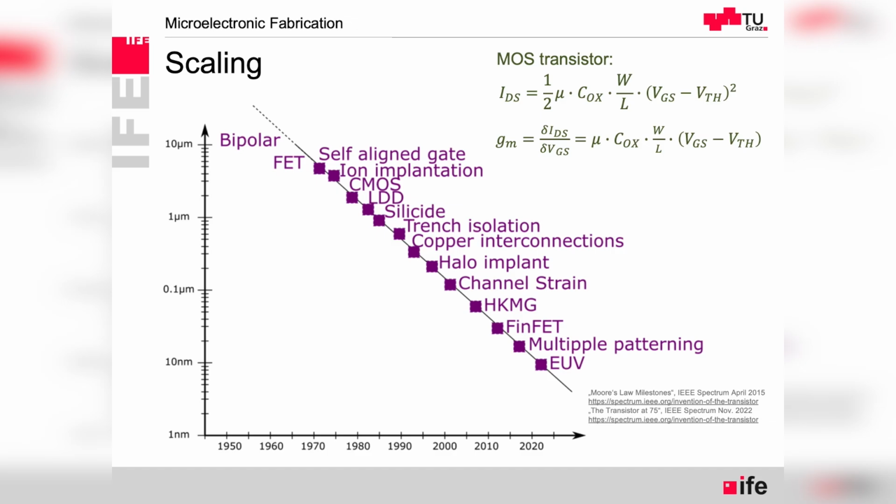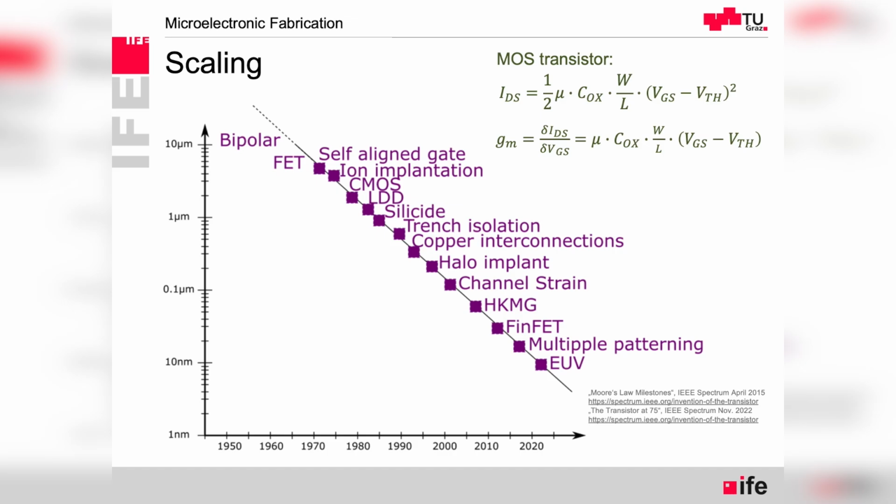So what we have then in the 70s, self-aligned gate, and also what was enabled in the late 70s is the ion implantation. That's something that we cannot imagine life without anymore, in the production of semiconductors. And thanks to the ion implantation, first we were able to see the CMOS technology.